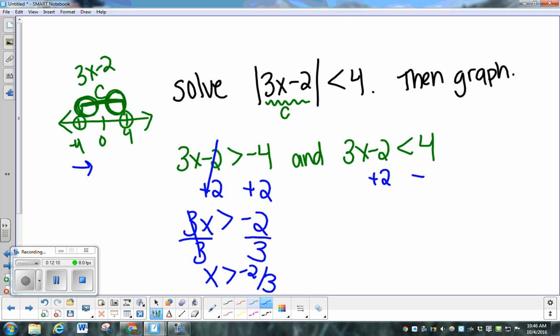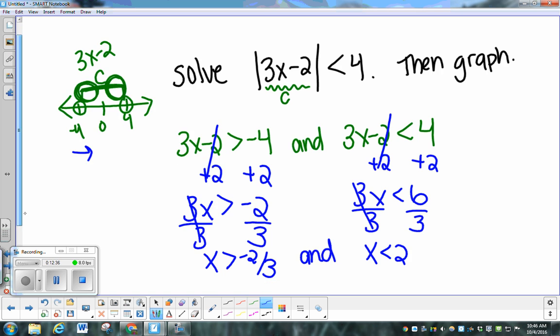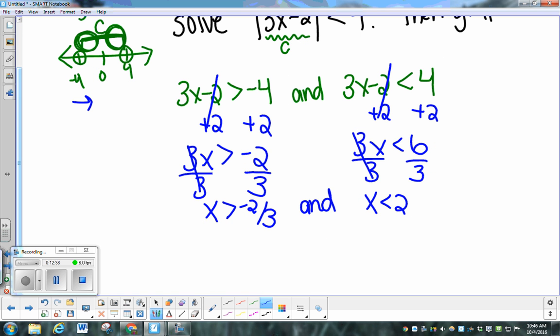Same way. I'm going to add 2 to each side. So 3x is less than 6. Then I'll divide by 3. So I know that x also must be less than 2. So I know there's two things that must be in play here. I know that x has to be bigger than negative 2/3 and x has to be less than 2. That's my solution here. That's my actual solution.